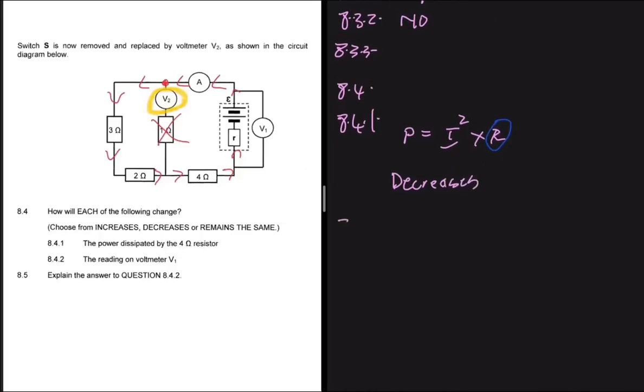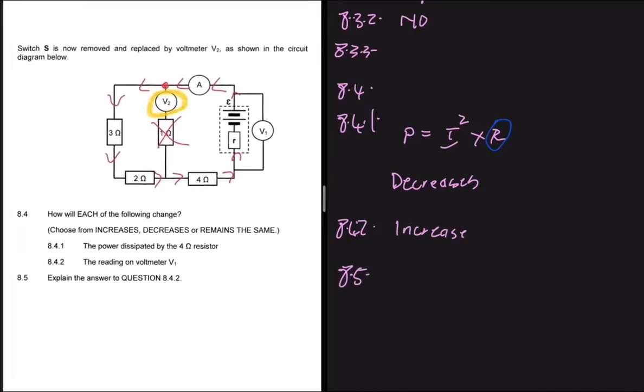And then 8.4.2, the reading on V1. The reading on V1 is going to increase, right? And then we're going to explain that in 8.5, right? So it's one of those questions, 4 marks, you know it's gonna be there, this question, and you must be prepared for it.